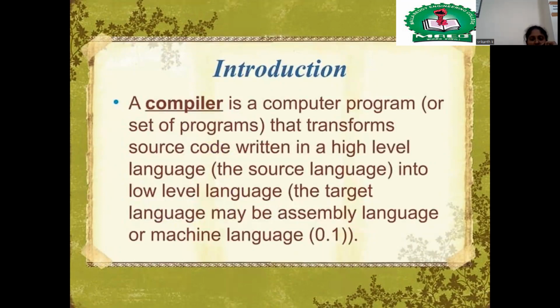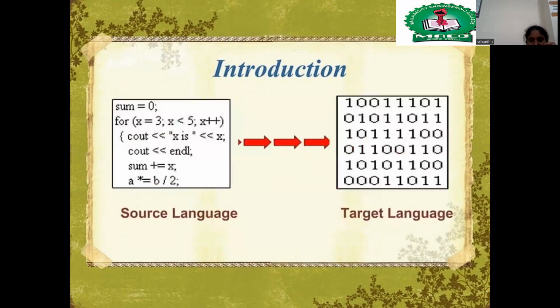Okay. Initially, what is a compiler? A compiler is a computer program that transforms source code written in a high level language into a low level language. The language may be assembly language or machine language. The language should be in the form of zeros or ones.